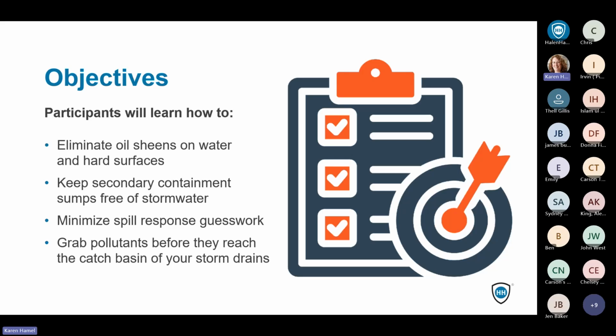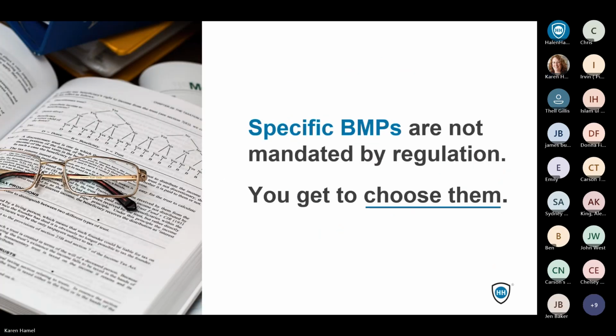So we're going to look at these most common problems: sheens on water, sheens on hard surfaces, how to take care of those, some different solutions there, secondary containment areas, and spill response. So let's go ahead and get started with those.